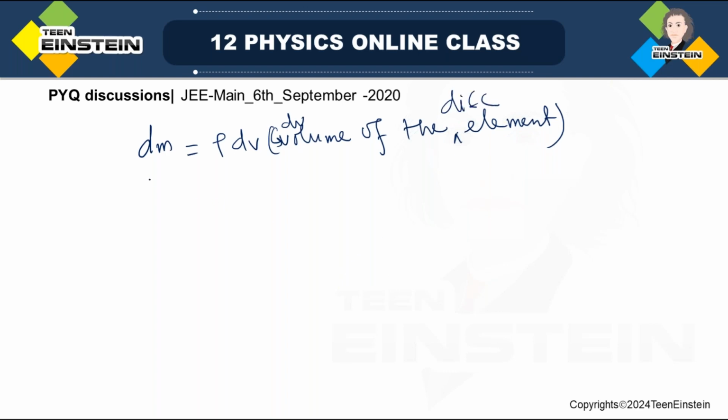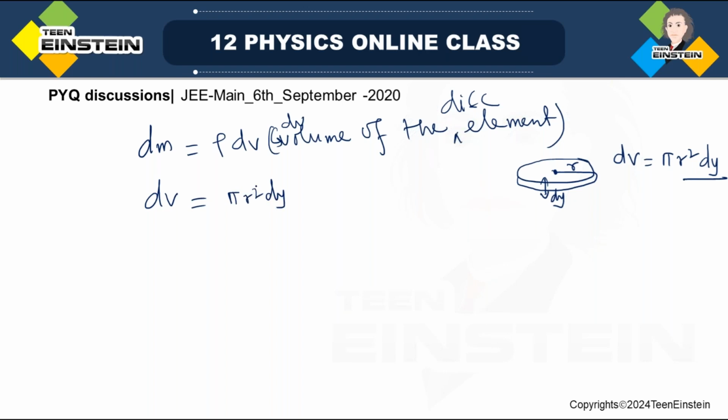Then we have to find out what dv is. When I have a thick disk like this, with certain thickness, and suppose it has area of radius small r, then I can write the elementary volume dv is equal to pi r square, the area, into thickness. Area into thickness is volume. This thickness I have taken as dy, so I'll write this as pi r square dy.